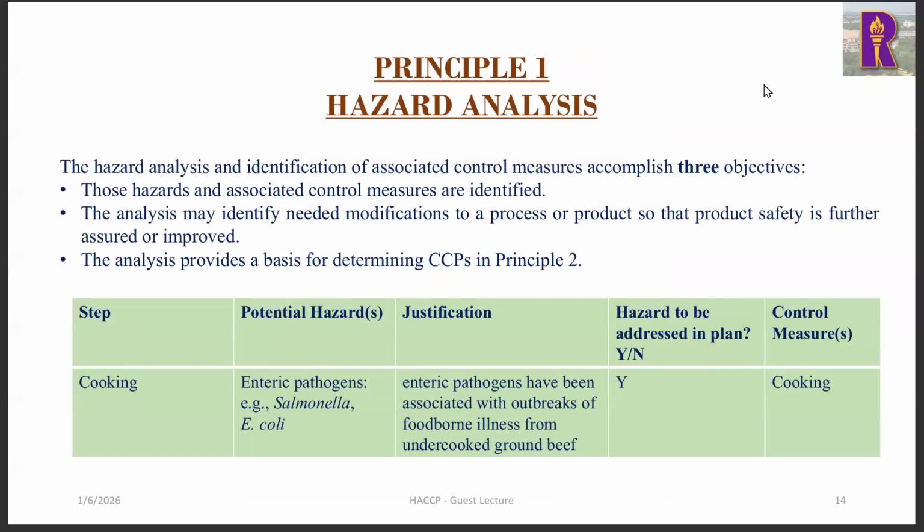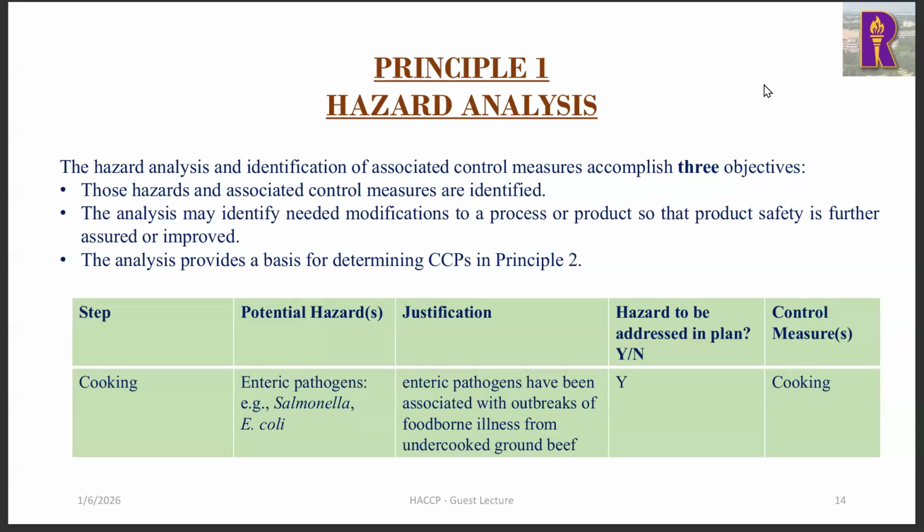So let's move on to the first principle, that is the hazard analysis. For finding out any problem or discrepancies in a product or a process, the first step is that we have to find whether there is a hazard, whether it is applicable as a hazard, and whether it is serious or negligible. So this is the first step.